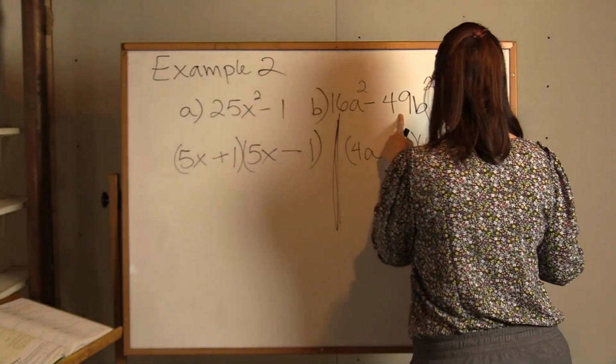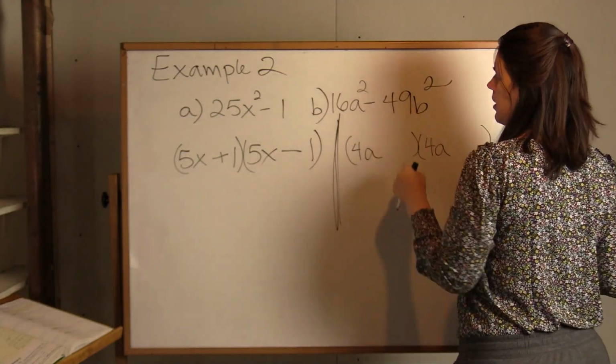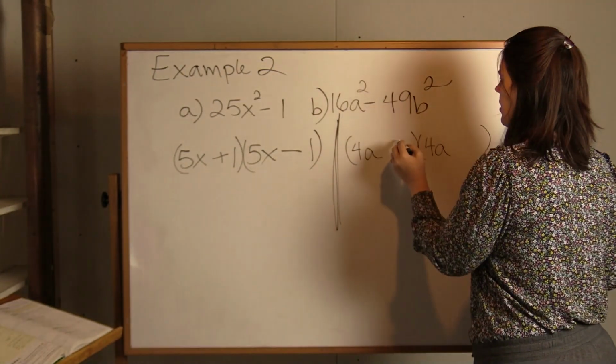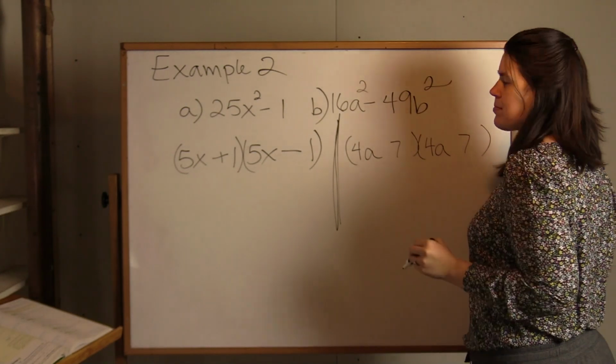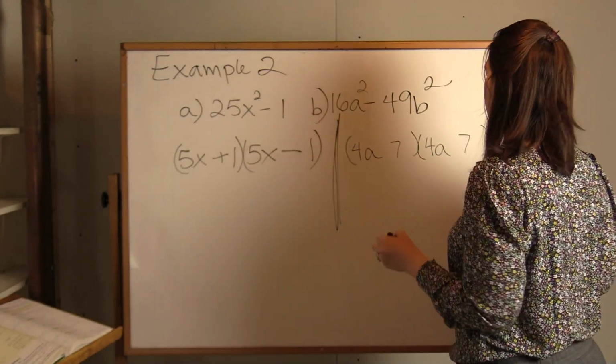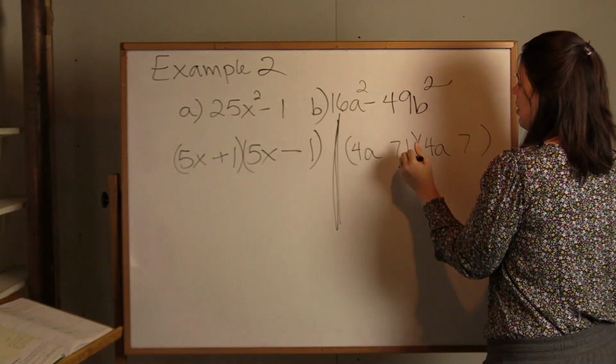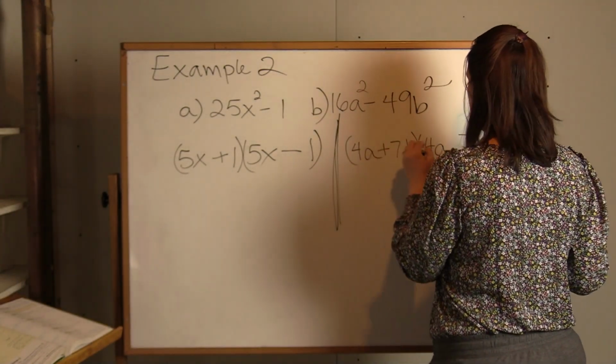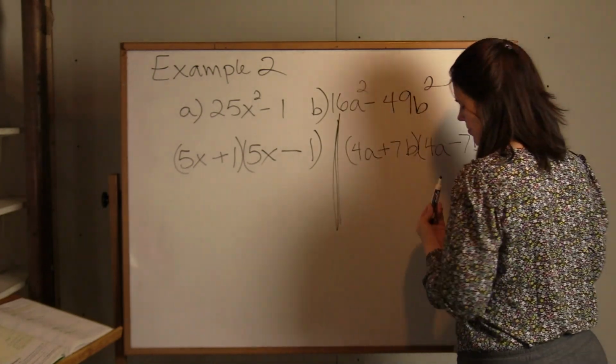Then for the second term, do the coefficient first, 49. Does something times something, the same number, equal 49? Yes, I know that 7 does. 7 times 7 is 49. That's a perfect square. Then b squared, I'll have a b and a b. Last thing, 1's plus, 1's minus.